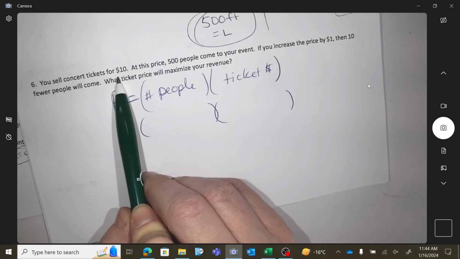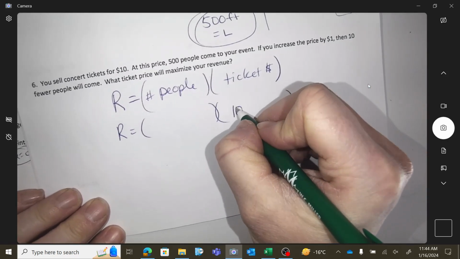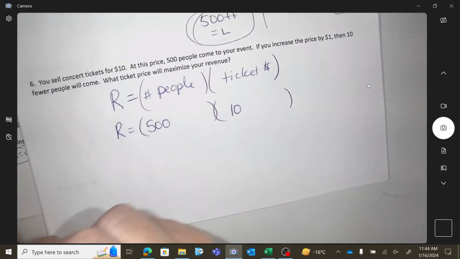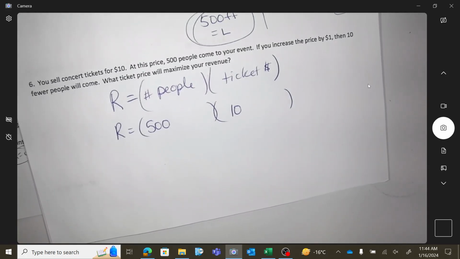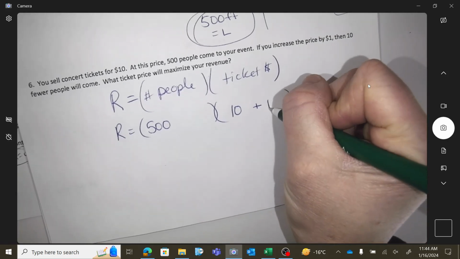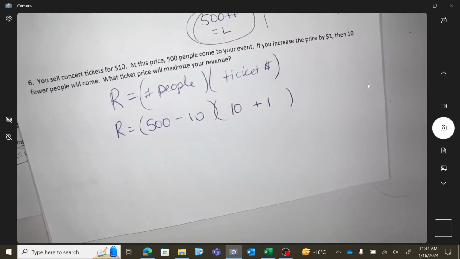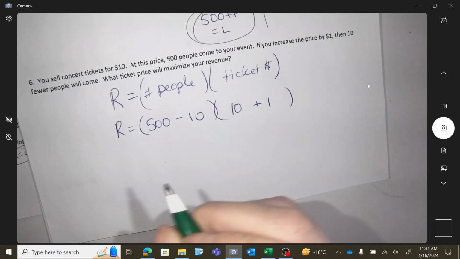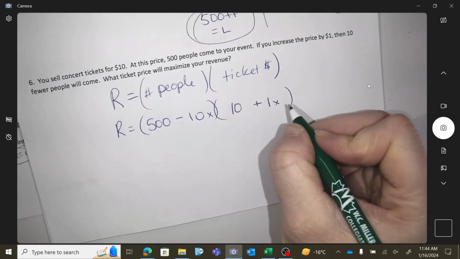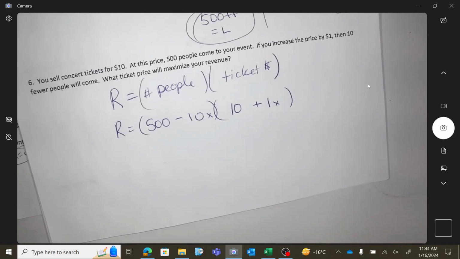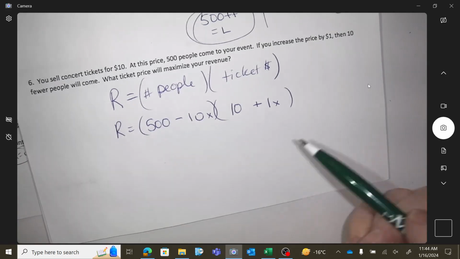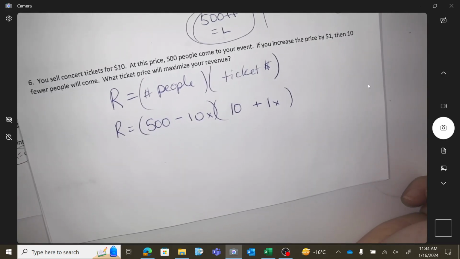You have a $10 ticket right now, and 500 people will come. What if you increase the price by $1? 10 fewer people will come. What do I need to add to this scenario though? X. Because I might go up $1 or $2 or $3, I don't know, so then I'll keep that as a variable. Okay, what would be your next maneuver?